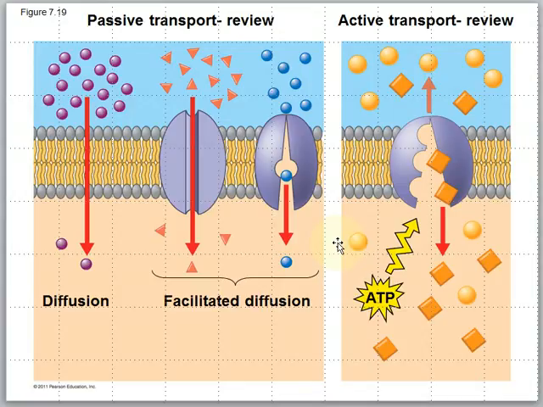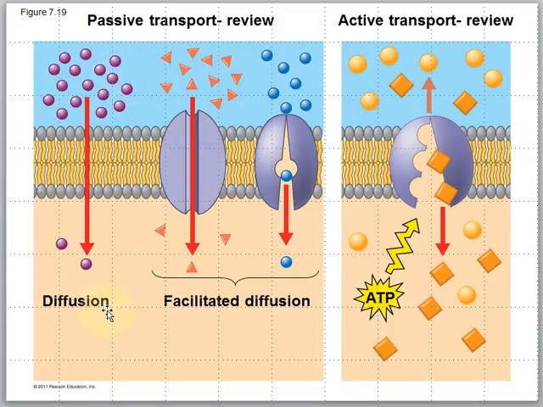I love this picture right here. It's also in your textbook, figure 7.19. It's a review of passive and active transport. So first we have on the left all sorts of passive transport. Remember, that goes down the concentration gradient from higher concentration to lower concentration of solute. Does not require energy from the cell.